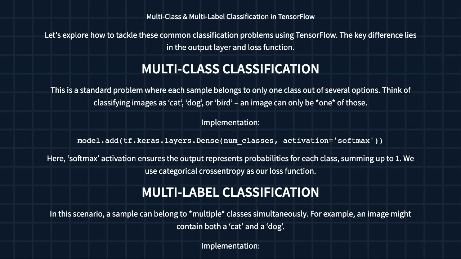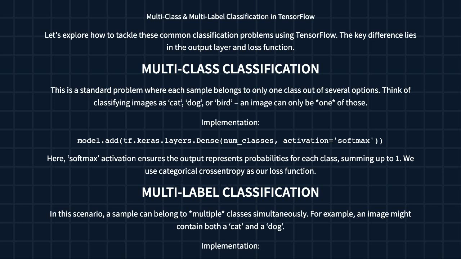Okay, let's talk about how to handle different types of classification problems in TensorFlow. When we're dealing with multi-class classification, like identifying whether a picture is a cat, dog, or bird, each image can only belong to one category at a time. We use the softmax activation function and categorical cross-entropy loss to make sure our model outputs probabilities for each class, adding up to 1.